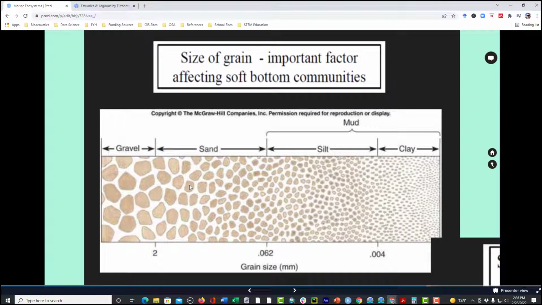Just to give you an idea of how the size of grain is an important factor that affects bottom communities. Over on the left-hand side here we have gravel size in millimeters, and then we move to sand, silt, and clay.